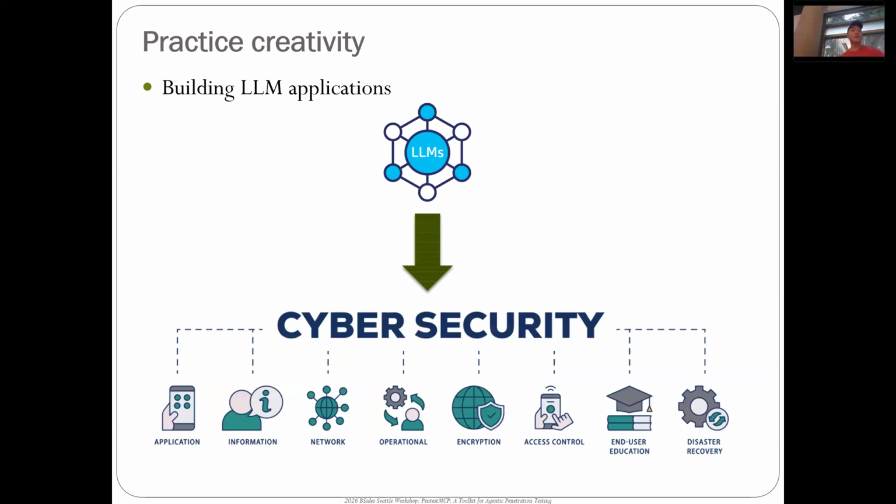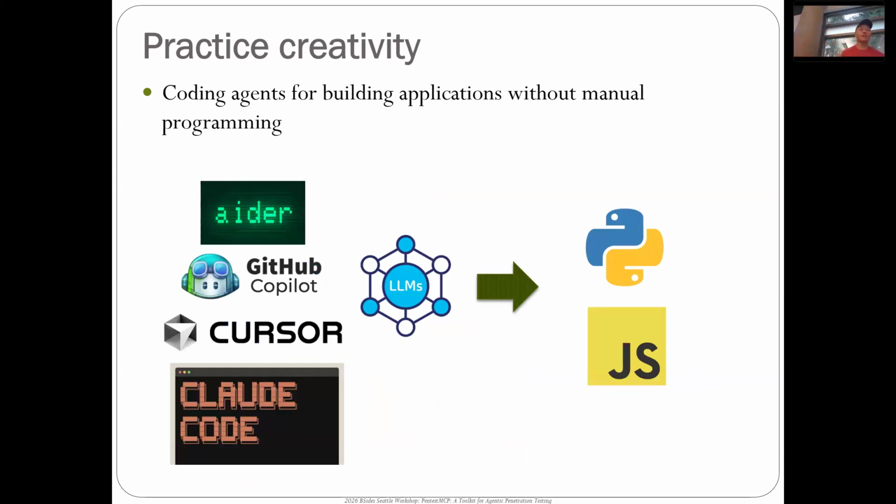Okay, so this is what we have them do. We have them practice creativity every week. You're building a bunch of LLM applications using LangChain and MCP to solve cybersecurity problems. And then you're also using coding agents for building applications without writing a line of code. So I have the inverse cheating problem. In one week, you're not allowed to write a line of code manually, and I have to validate that they didn't by having them do a screencast showing me that this is all prompt generated.